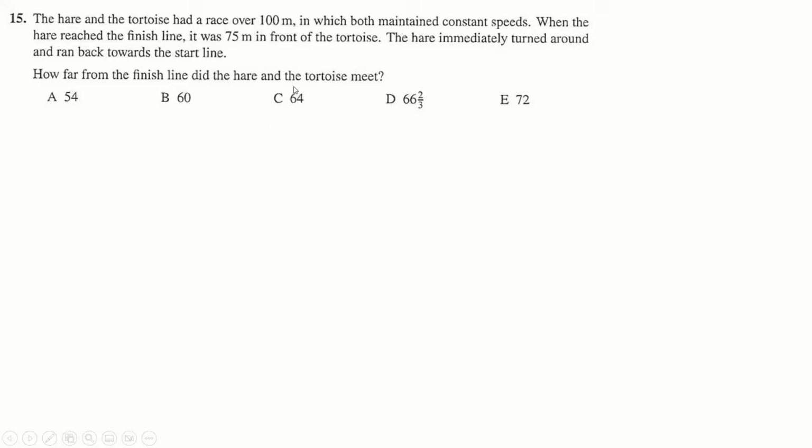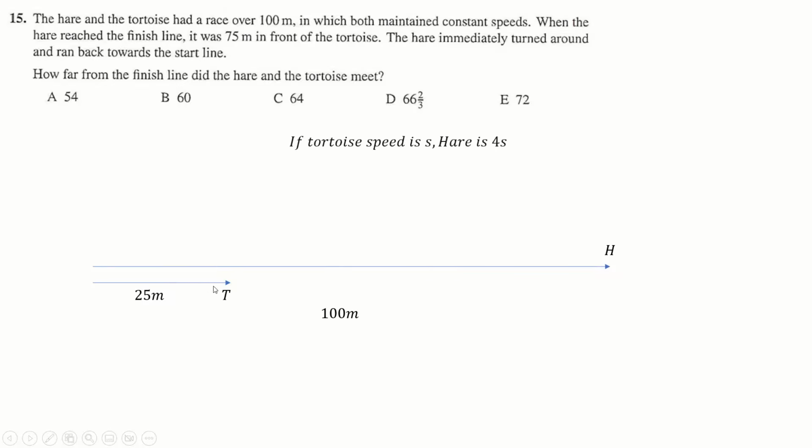15, getting into the second section of the paper, really. First 15, second 15. So we have a race that's 100 meters long. The hare gets to the end while the tortoise is only 25 meters in. So what that means is that the tortoise has a speed of s, the hare has a speed of 4s. So basically, every 4 meters the hare covers, the tortoise covers 1 meter. That's how I'm thinking about this.